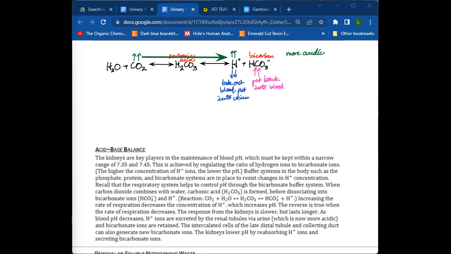Okay, so that's what they would do. And then also the last response that the kidneys can have is that the intercalated cells of the collecting duct can make bicarbonate. They have the ability to make the bicarbonate and put that into the bloodstream. So that's also important to know, that they have that ability to make the bicarbonate and put that in the blood.